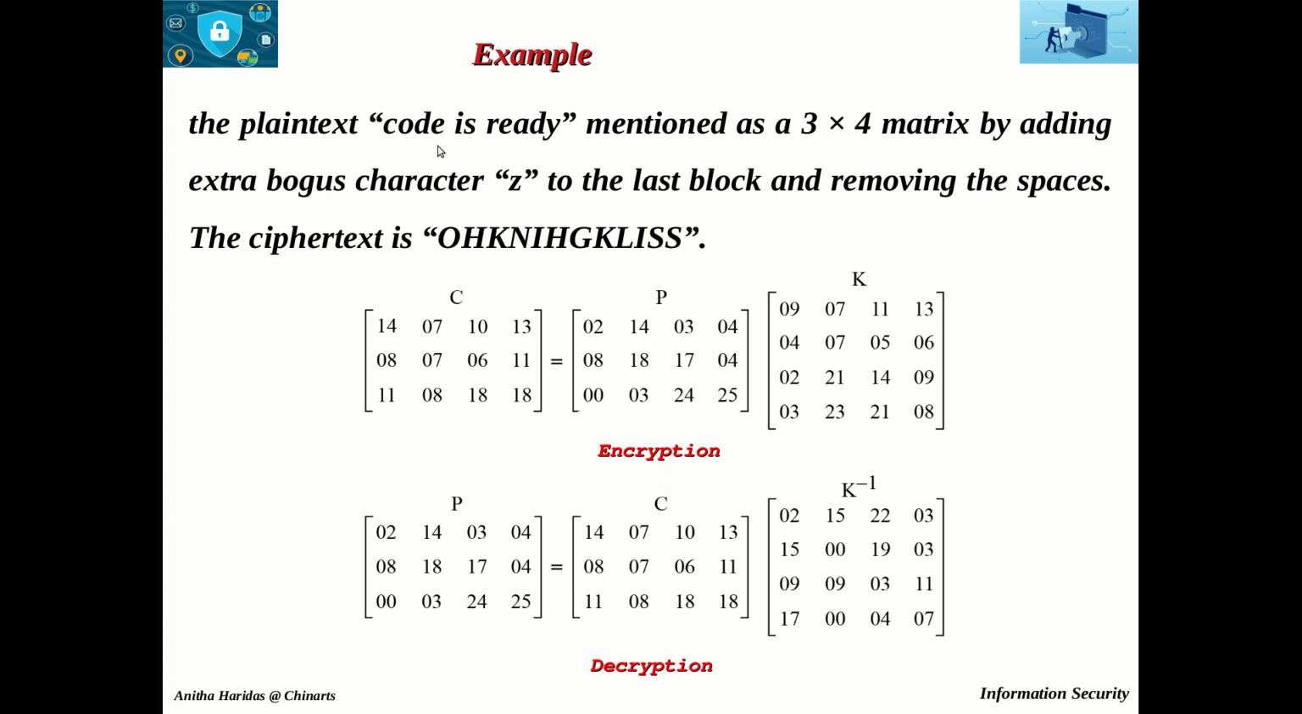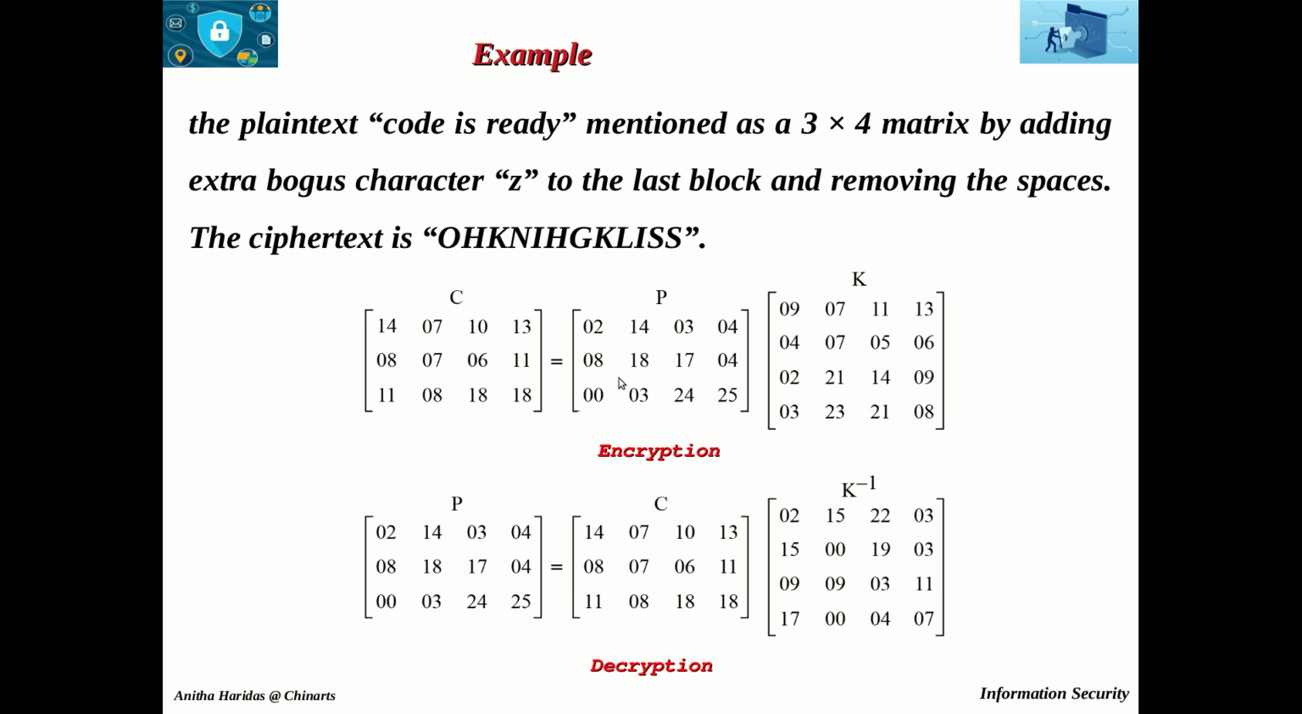You can observe the first 4 characters will be in the first block. Then the next 4 characters will be in the second block, I, S, R, E. Then the third block will have A, D, Y. And since we don't have a fourth character, I am going to add a bogus character Z, which will have value 25. So this is how a 3 by 4 matrix is created for the given plain text.